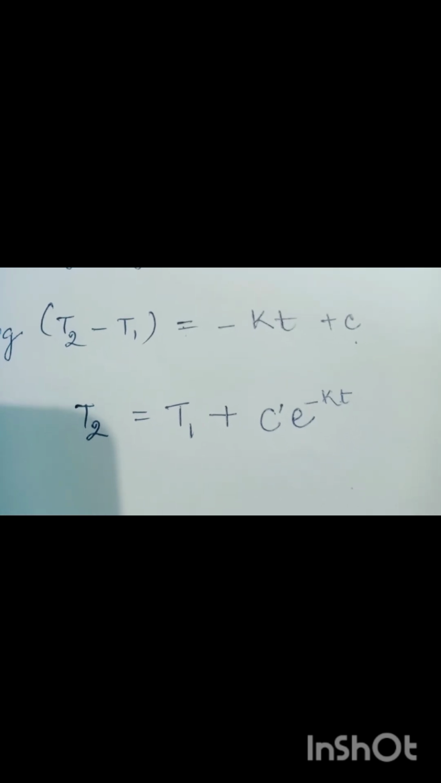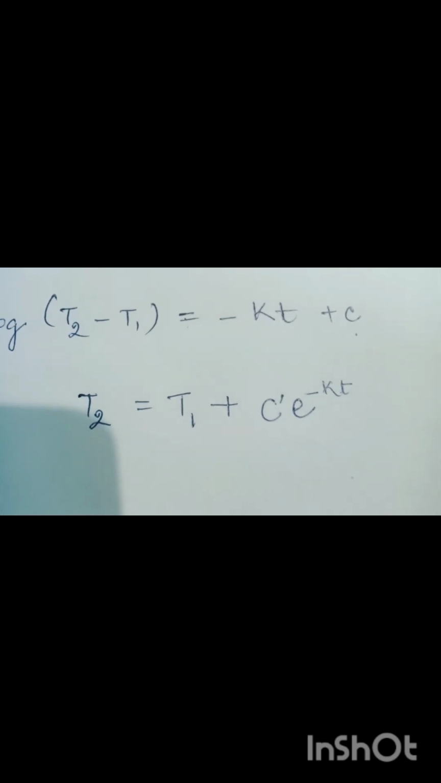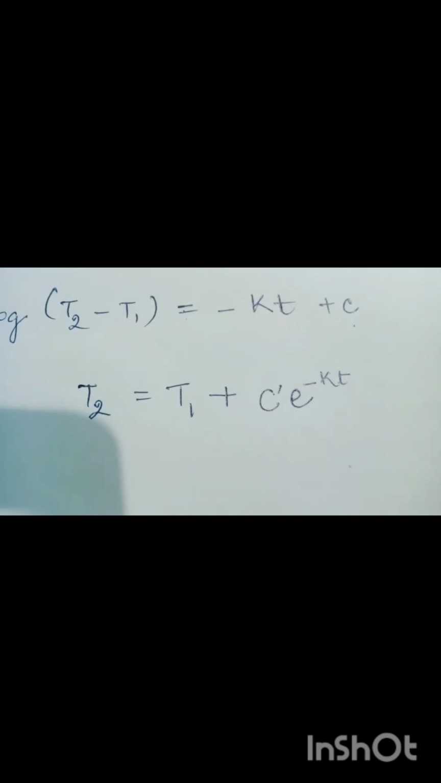So this equation enables us to calculate the time of cooling of a body through a particular range of temperature. That means, what is the time taken to cool the temperature from T2 to T1. We can use this equation to find out the value.